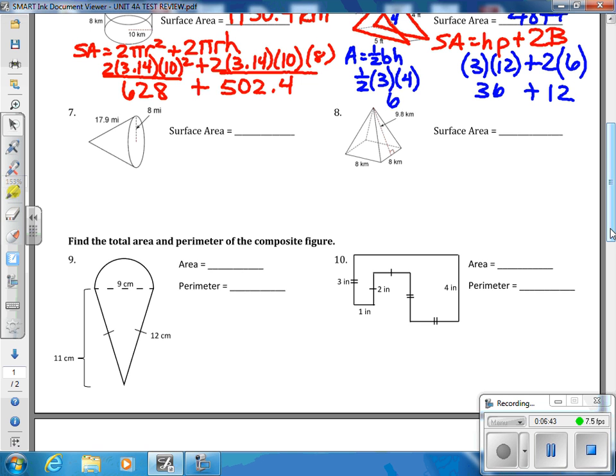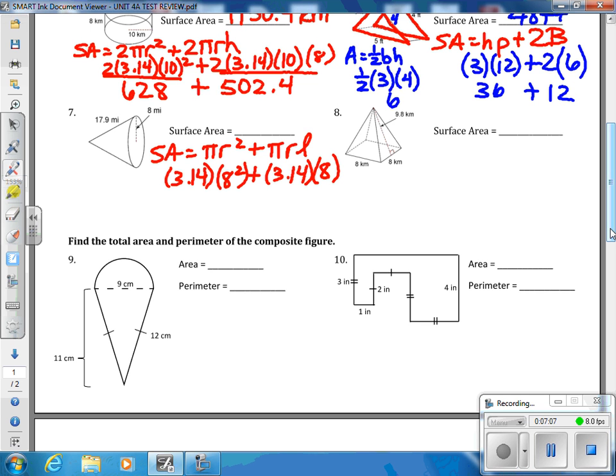Okay, for number 7, you have a cone that's turned on its side. But the surface area formula for a cone is pi r squared plus pi r l. And remember that in a cone and a pyramid, the l does not stand for length. It stands for slant height. So for pi, it's 3.14. The radius they gave you was 8, so 8 squared plus 3.14 times 8. And the slant height is, when it's sitting up on its circle, what's the slanted number? In this case, it's 17.9.